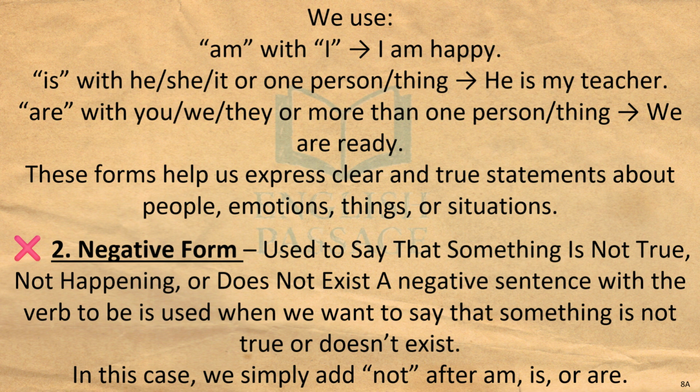2. Negative form, used to say that something is not true, not happening, or does not exist. A negative sentence with the verb to be is used when we want to say that something is not true or doesn't exist. In this case, we simply add not after am, is, or are.